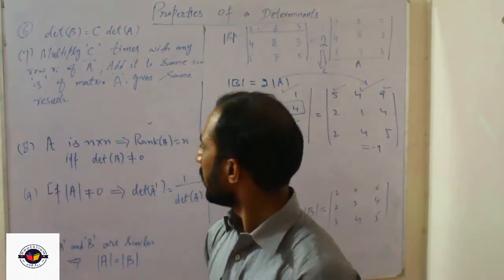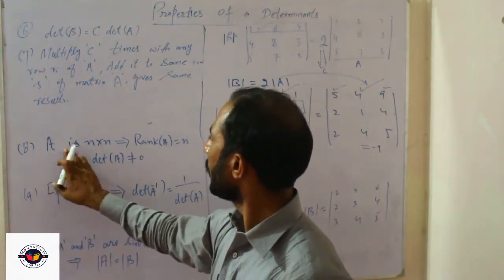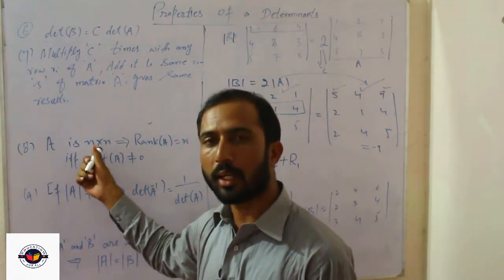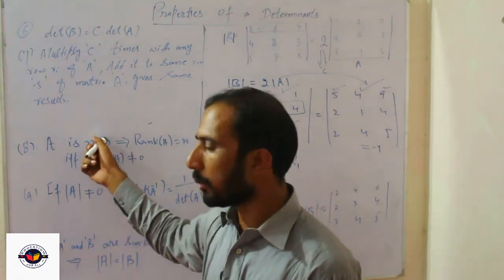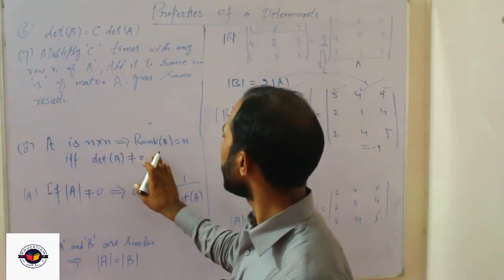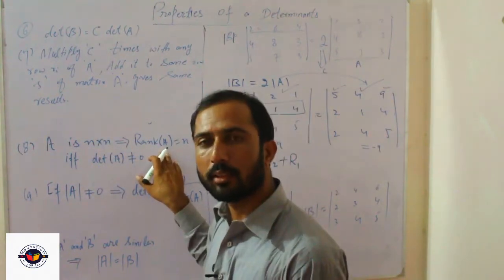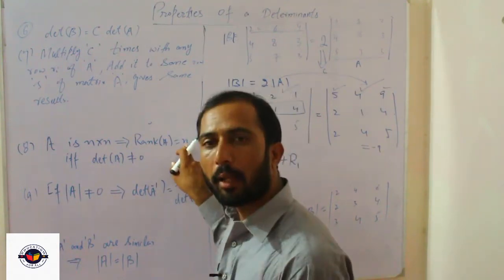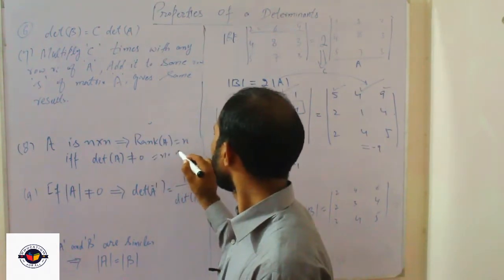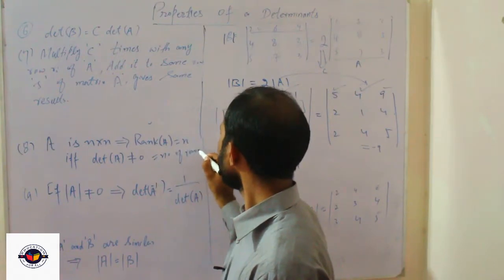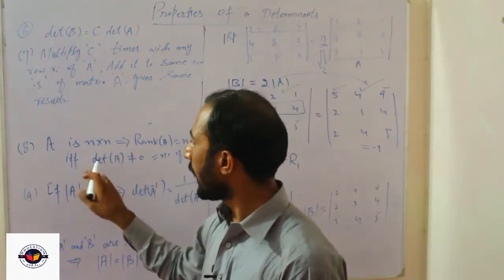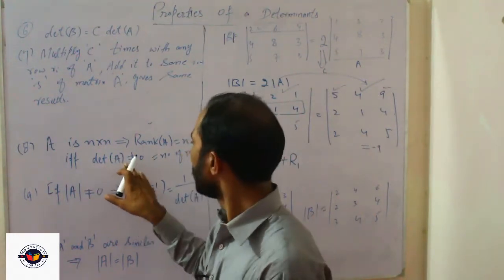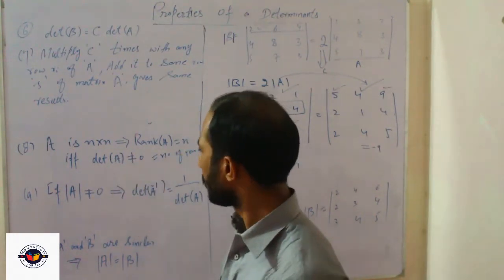Property number 8 says that if A is a square matrix, n cross n, meaning it has n number of rows and n number of columns, this implies that the rank of that matrix will be equal to n. n means the number of rows. But the condition is that the determinant of that matrix A must be non-zero.